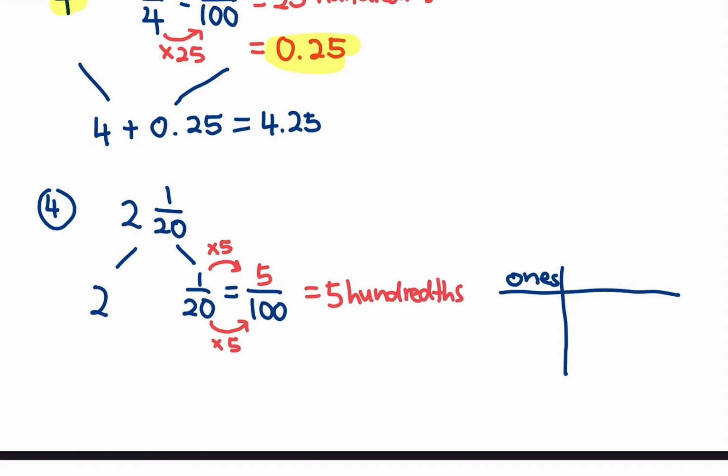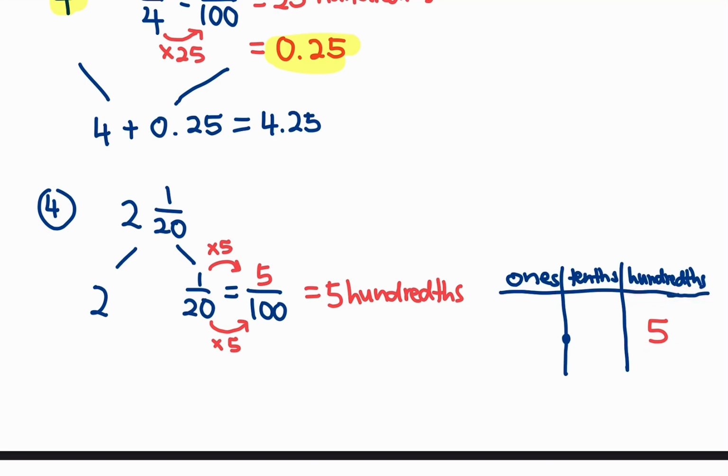Okay, draw your place value chart. Ones, tenths, and stop at hundredths. Okay, ones, tenths, and hundredths, right? Decimal point after the ones place. Now what? How to put 5 hundredths? Put it at the hundredths place here, right? And you put your number 5 here. Okay? So is this 5 hundredths? Yes. Then now what?